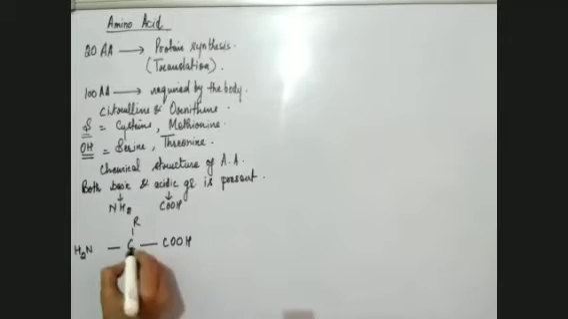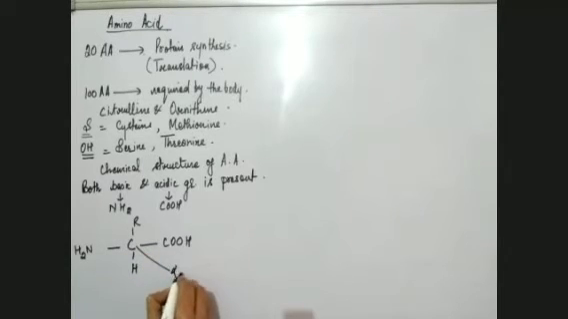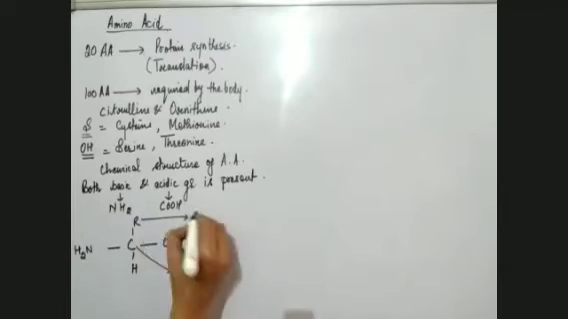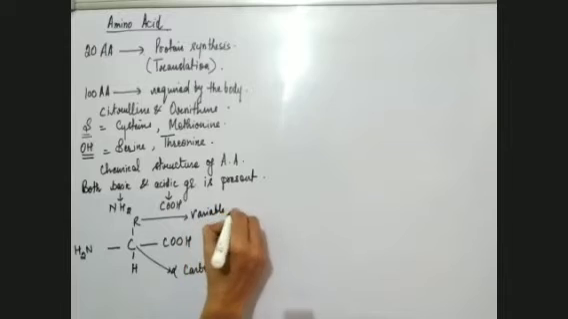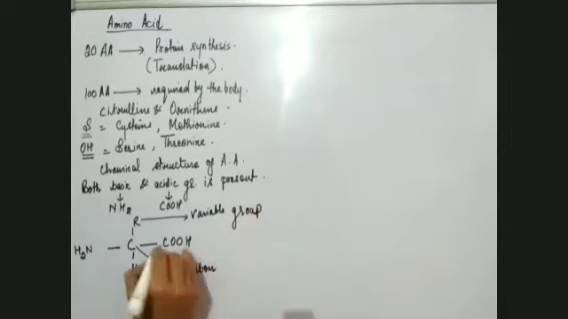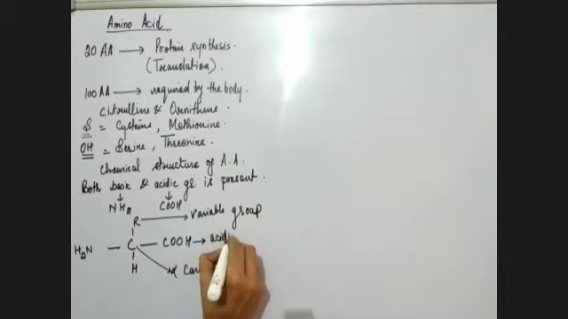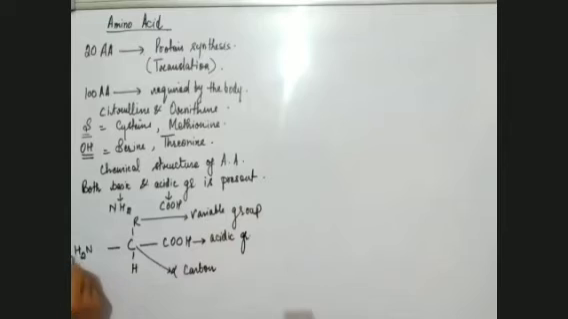This particular carbon is the alpha carbon. This is the variable group. I'm just putting an arrow so that you understand this is the labeling of the variable group. This is the acidic group. This is the basic group. So this is the chemical structure of the amino acid.